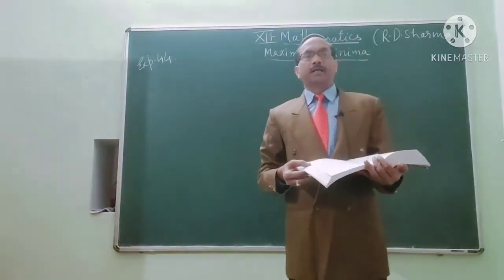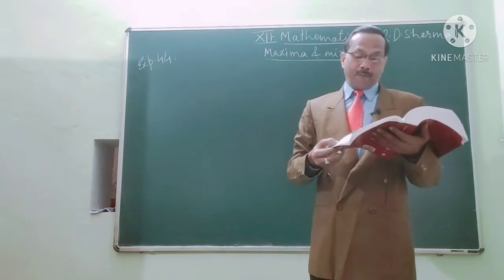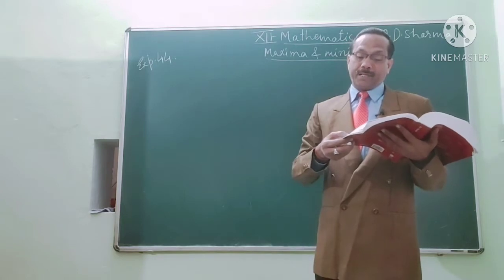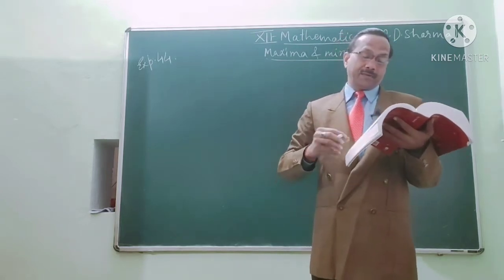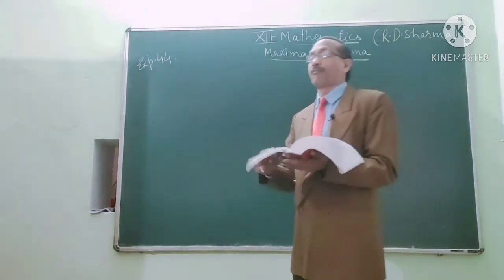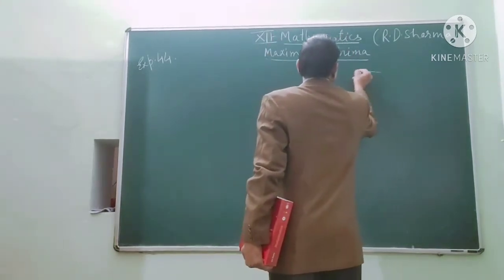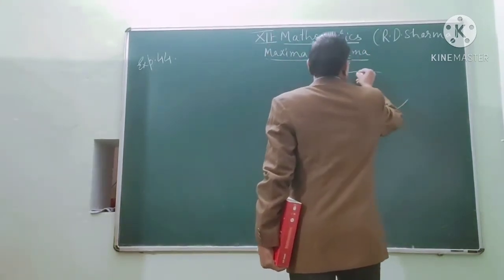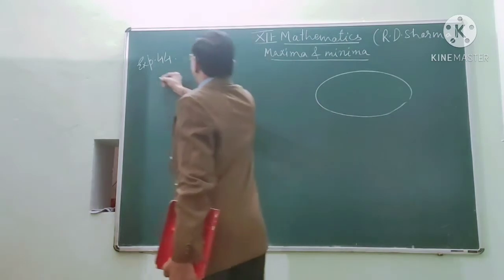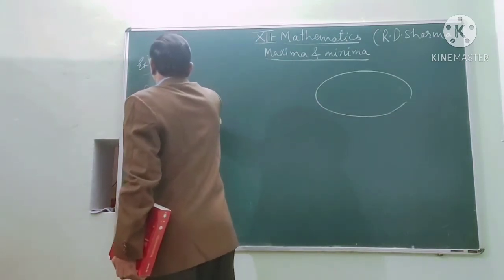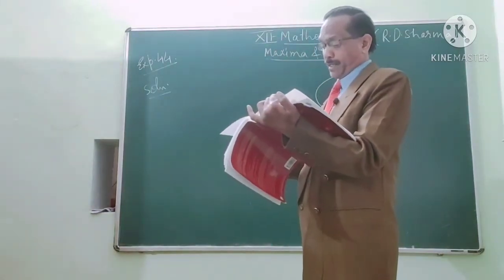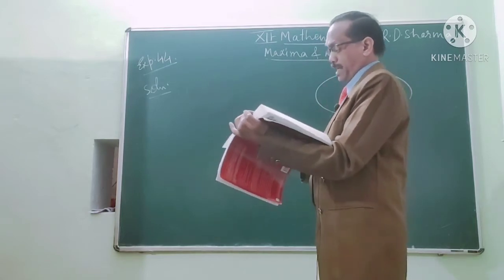Good evening, student. The question is: find the area of the greatest isosceles triangle that can be inscribed in a given ellipse having its vertex coincident with one end of the major axis. Student, see the solution. Find the area of the greatest isosceles triangle that can be inscribed in a given ellipse.